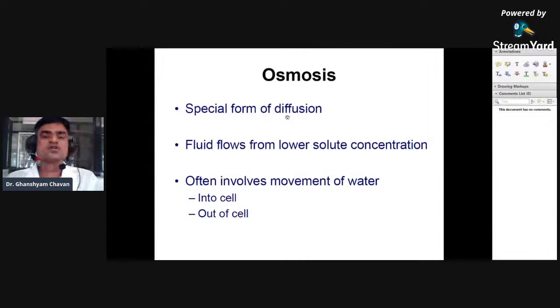From the higher concentration to the lower concentration, the solute will flow, but it flows through a specialized semi-permeable membrane. Like in our body, the plasma membrane is nothing but a specialized semi-permeable membrane, and across that the solute or the liquid will be transferred, and that process is called osmosis. So osmosis is always going on in our body.